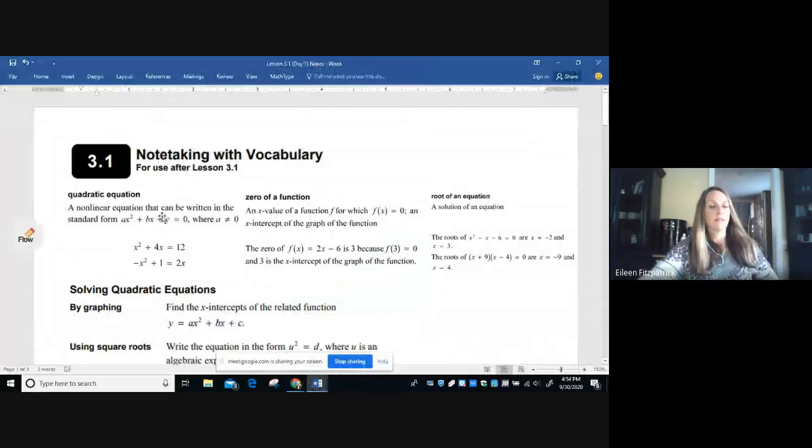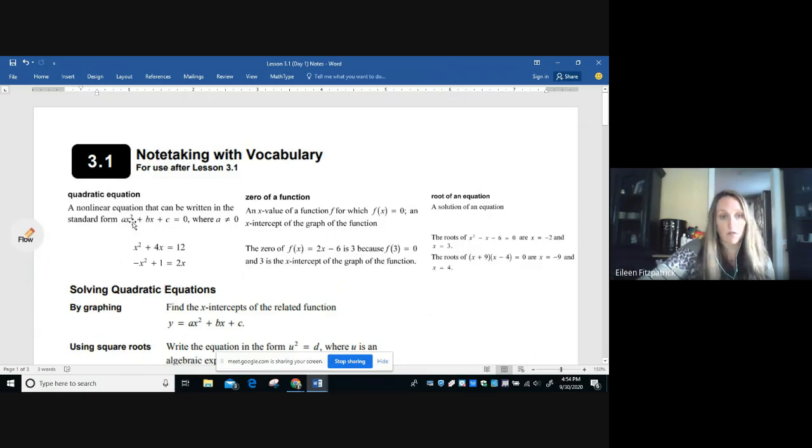Okay, so in this chapter, we're going to be studying quadratic equations and functions and graphing and solving. So to start with vocabulary, quadratic equations are equations that are nonlinear and can be written in the standard form ax squared plus bx plus c equals 0, where a cannot equal 0. It must have an x squared. That's why a can't equal 0.